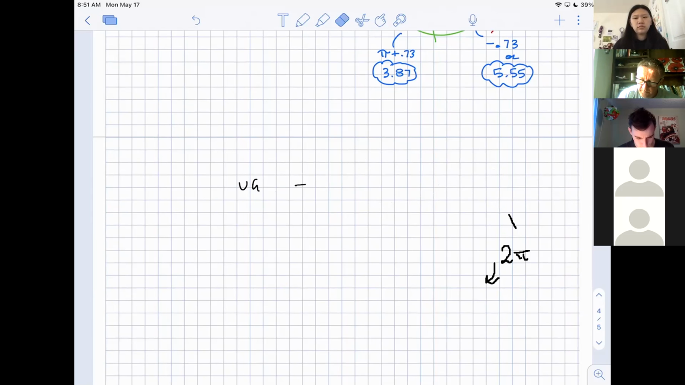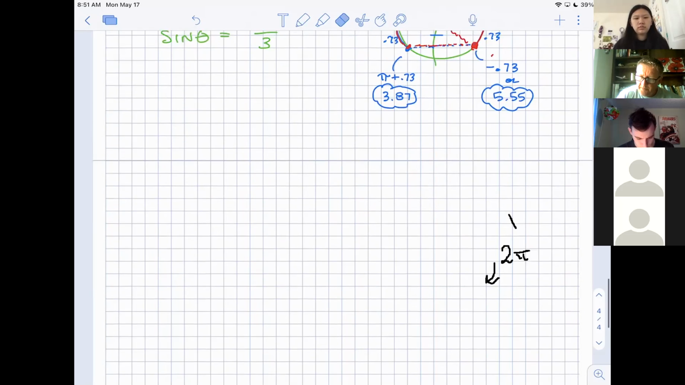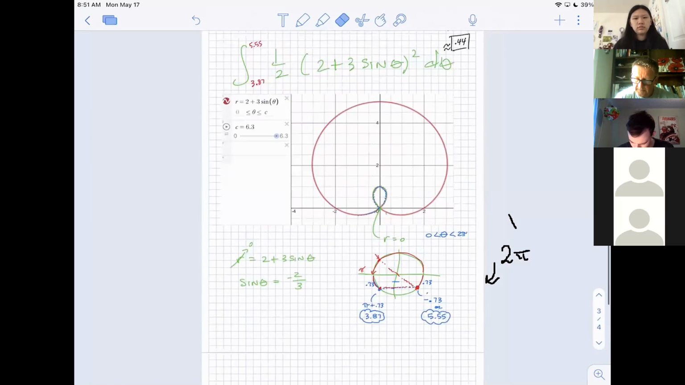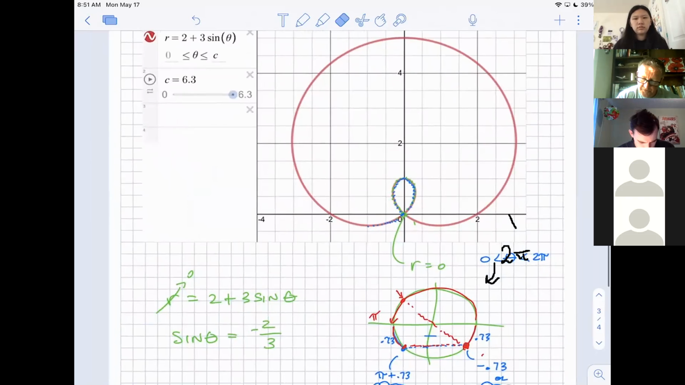Thank you for that bothering you. What if I wanted to find the area of this shape? You do this one. What if I wanted to find the area of just this part of it?